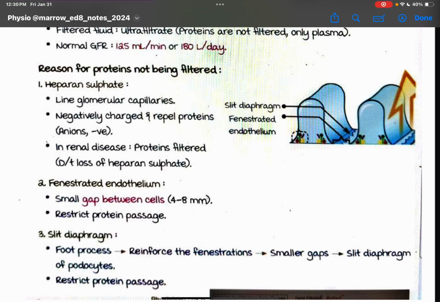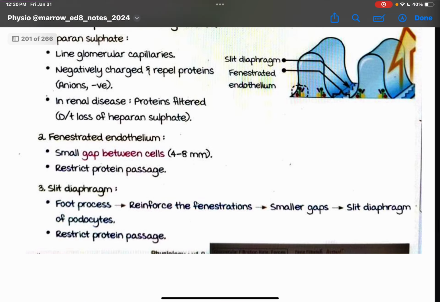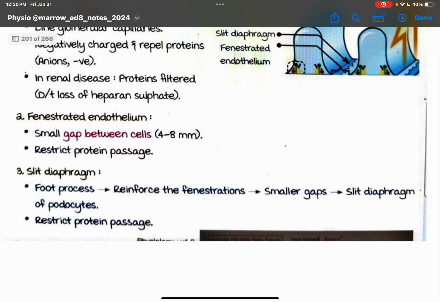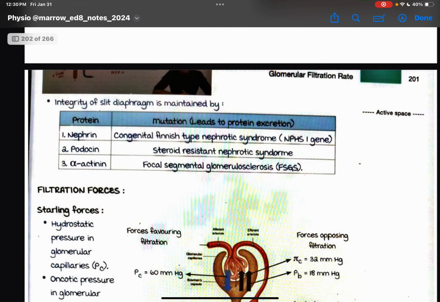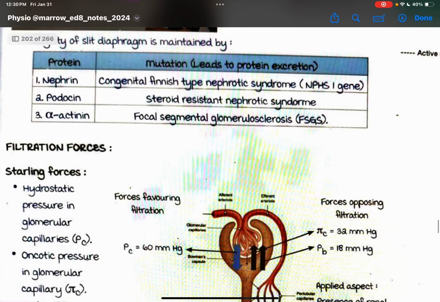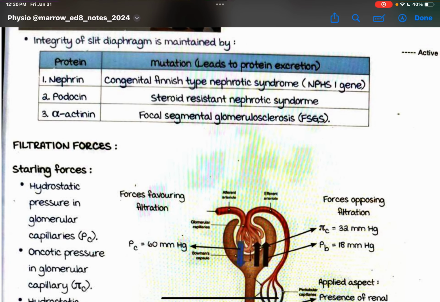Here is the slit diaphragm and the fenestrated endothelium. Fenestrated endothelium has small gaps between cells, up to 4 to 8 nm, which restrict protein passage. The slit diaphragm of the foot processes of podocytes reinforces the fenestrations with smaller gaps and restricts protein passage. The integrity of the slit diaphragm is maintained by nephrin, podocin, and alpha-actinin.